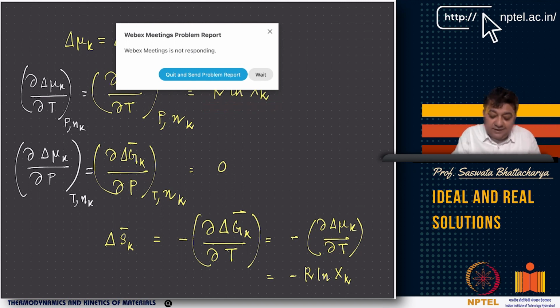Now del delta mu K del P at fixed temperature and Nk is nothing but, as you can see, there is no P term. So the variation in the partial molar free energy, or the change in chemical potential due to mixing, with respect to P is equal to 0, because delta Gk bar is RT ln xk. If I take a partial derivative with respect to P, there is no term, so this becomes equal to 0.